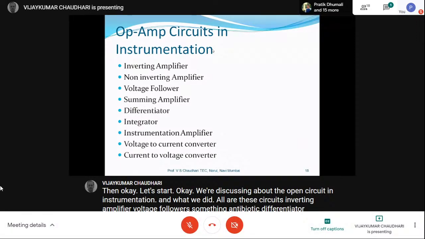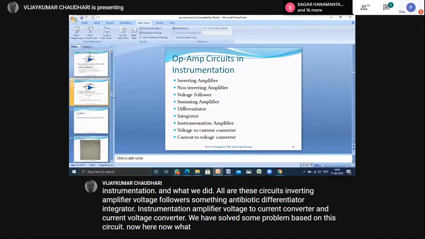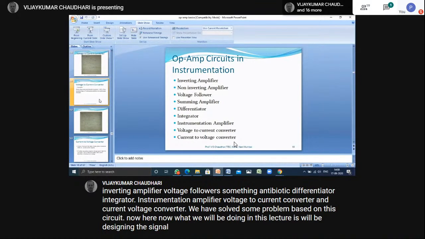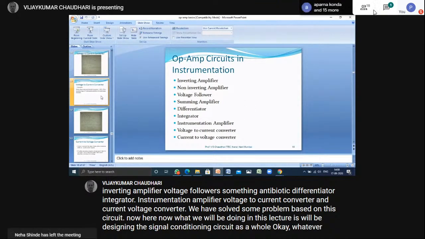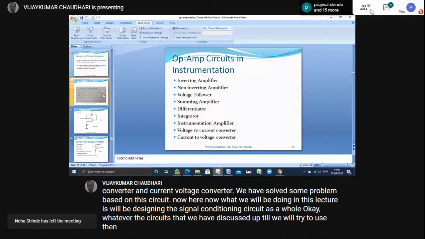Now, what we will be doing in this lecture is designing the signal conditioning circuit as a whole. Whatever circuits we have discussed up till now, we will try to use these circuits to solve some problems. Overall design of the signal conditioning circuit.